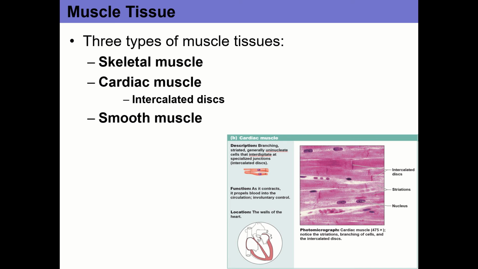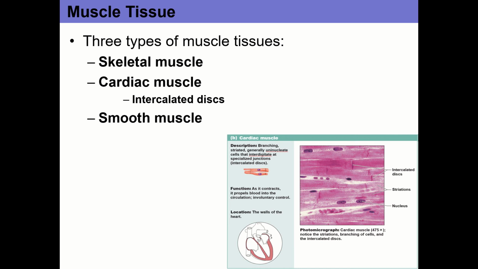And the reason that matters is that it allows for orderly contraction of the heart muscle, because we need the heart to contract from the bottom up to wring blood out of the heart, at least in the case of the ventricles, and eject it either to the lungs or out to the body.